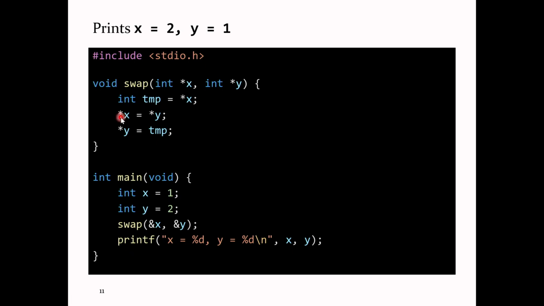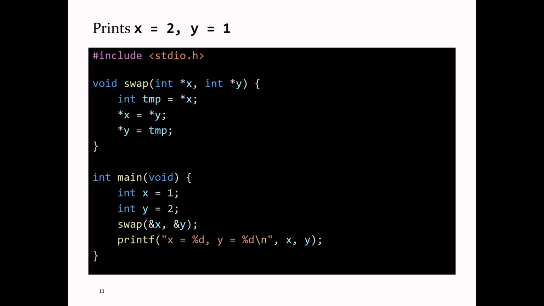Now, star x is going to dereference x, so that gives me the object that x is actually pointing at. I can now say that that's equal to the value of the object that y is pointing at. So I've now assigned whatever value is in y to the object that's pointed at by x. And then I can set the object that's pointed at by y to be equal to the new value temp.